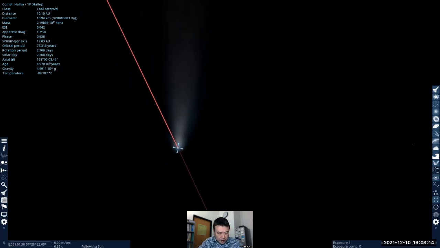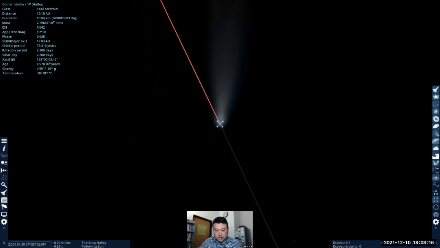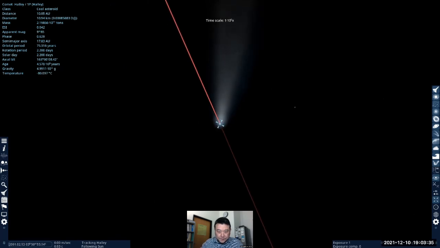And let me track the comet so that the camera will just follow it as it gets near the sun and then moves away. So around the beginning of 2061, with a really powerful telescope, you might be able to begin to see the comet. And start the simulation again. Maybe a little bit slower. Okay, faster.